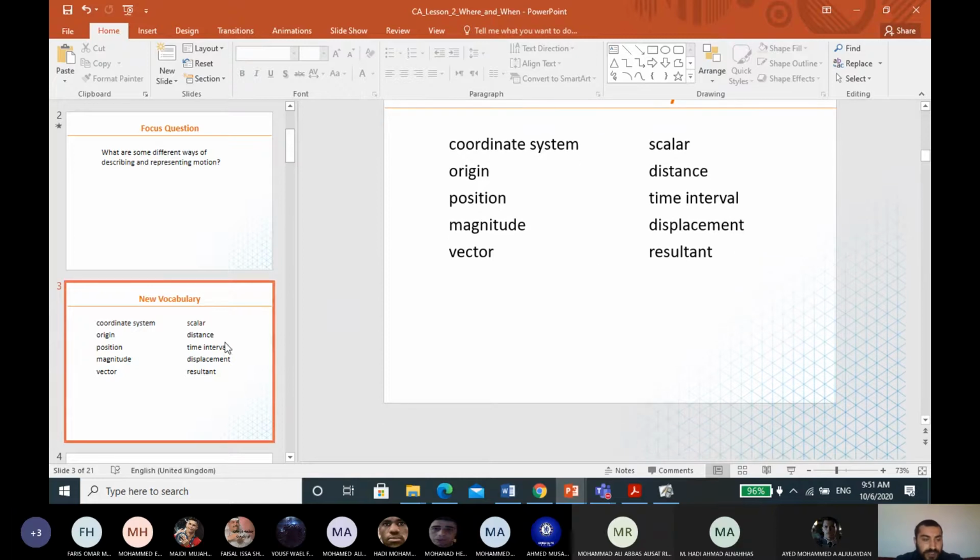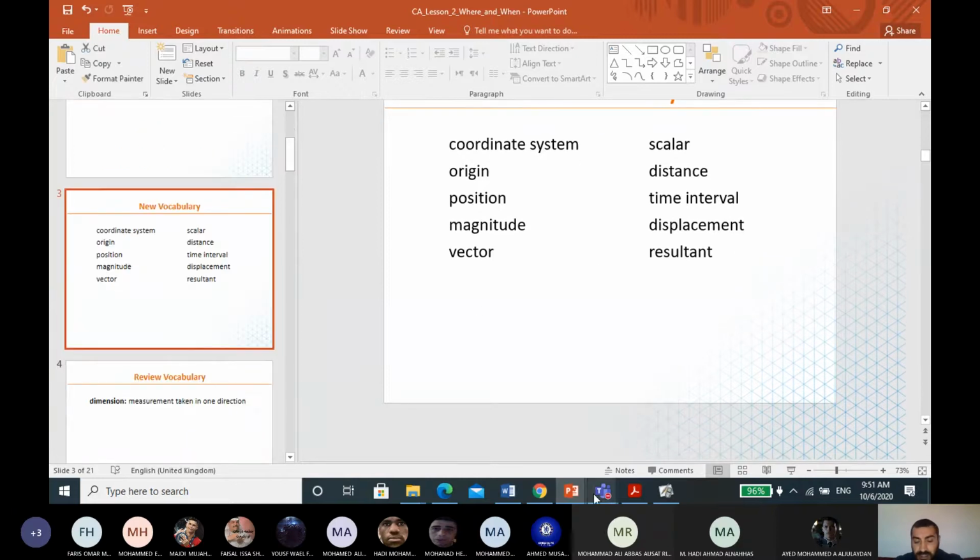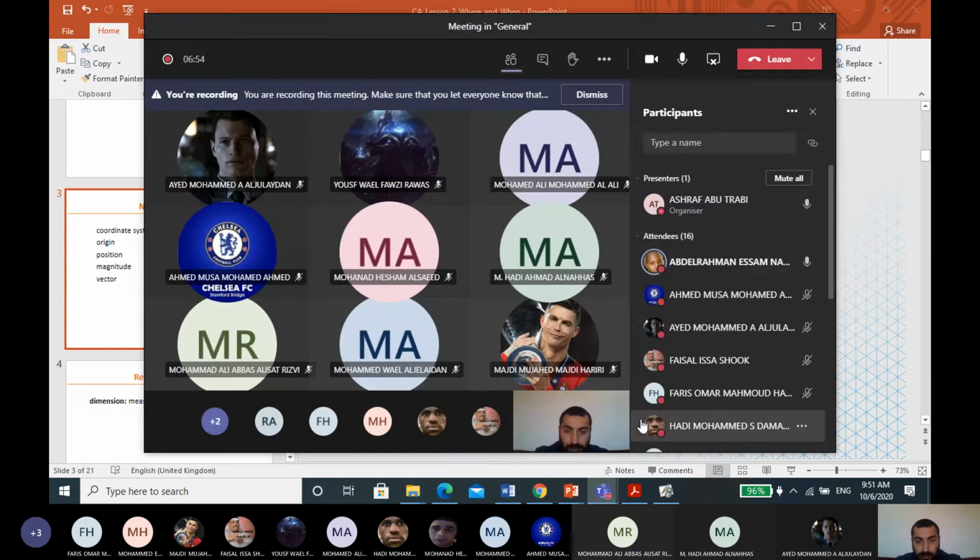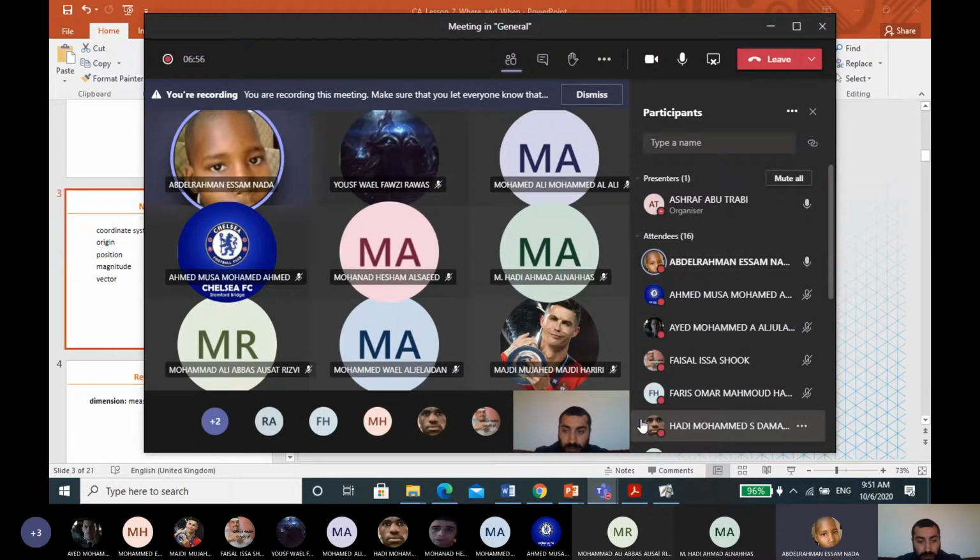Okay, Mr., I have a question. Yes, ask. Between the vector and scalar, which one is the one that gives you the direction and the distance and everything? Okay, excellent, Abdul Rahman. So when you want to know any magnitude without describing its direction, just a magnitude, for example, I tell you your weight is 50 kilograms, is this a scalar or a vector? Scalar. Excellent. It's a scalar.